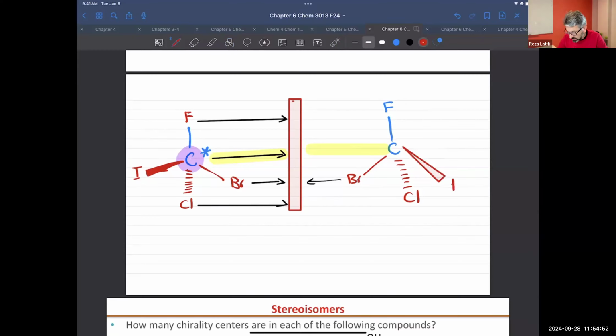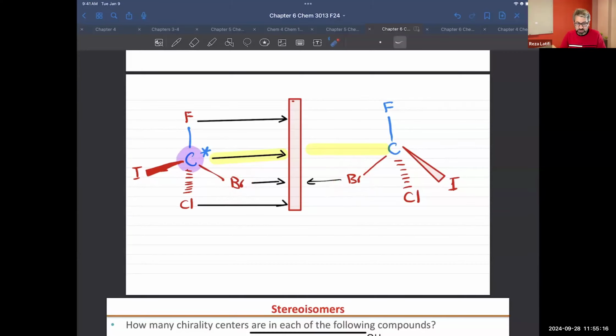And that's going to be iodine, okay? And now, what's the relationship between these two? These two are mirror images of each other, but they are not superimposable, okay? And why do I say mirror image? Look at bromine. Bromine in the left structure is on our right hand, while in the second structure it is on the left hand.